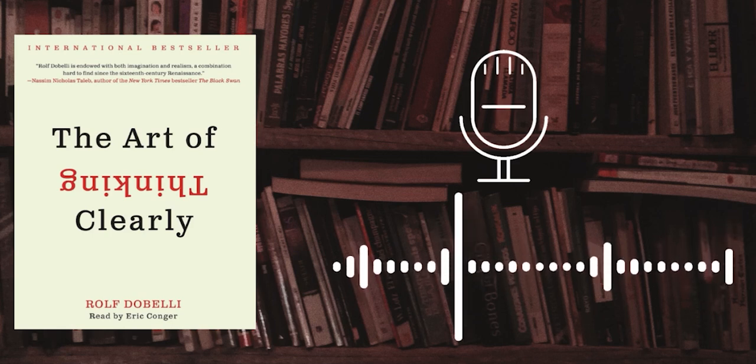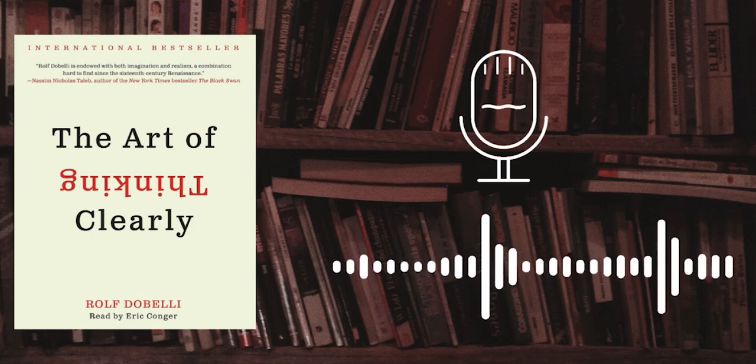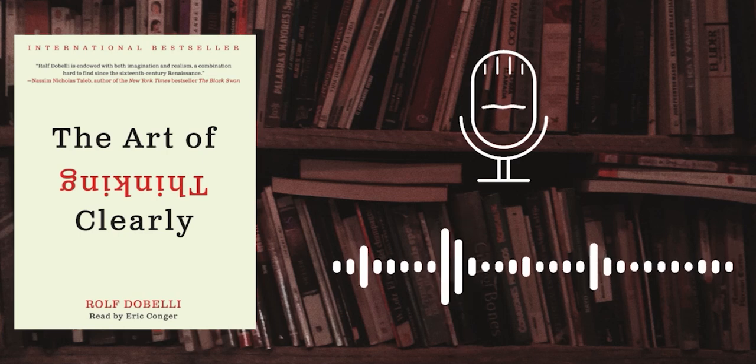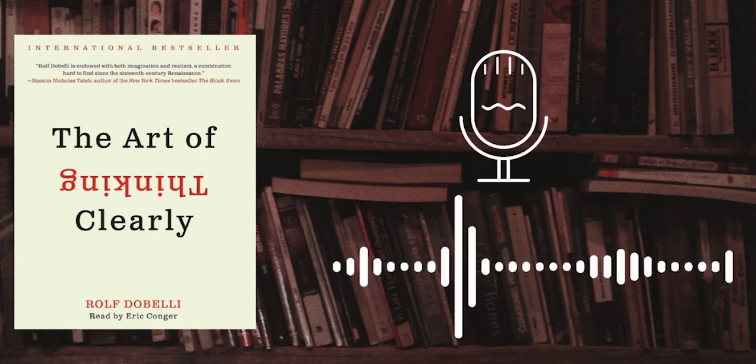Negativity bias. Negativity bias is the tendency to give more weight to negative information than positive information. This can lead to an overly pessimistic view and poor decision-making. Recognizing negativity bias helps us adopt a more balanced perspective and make better decisions.